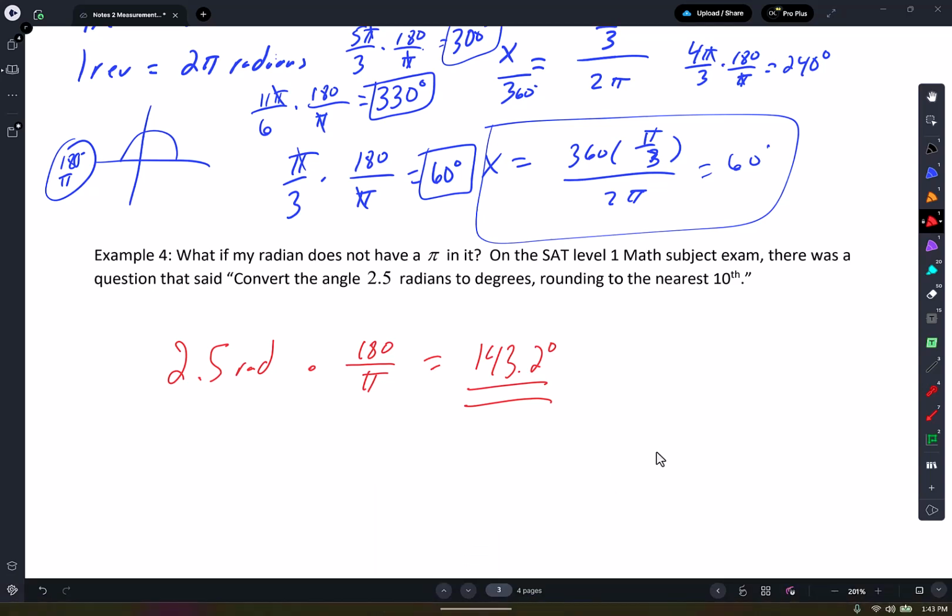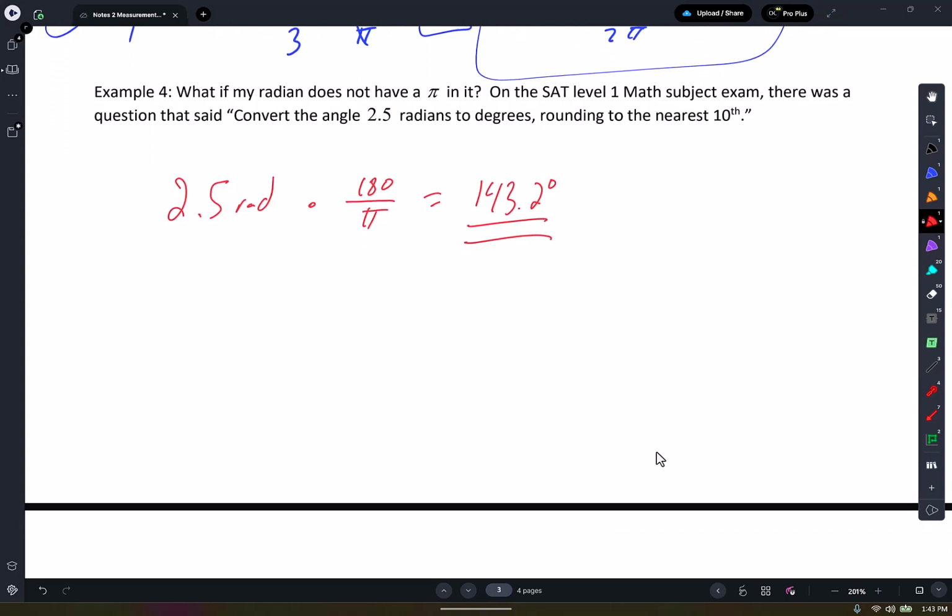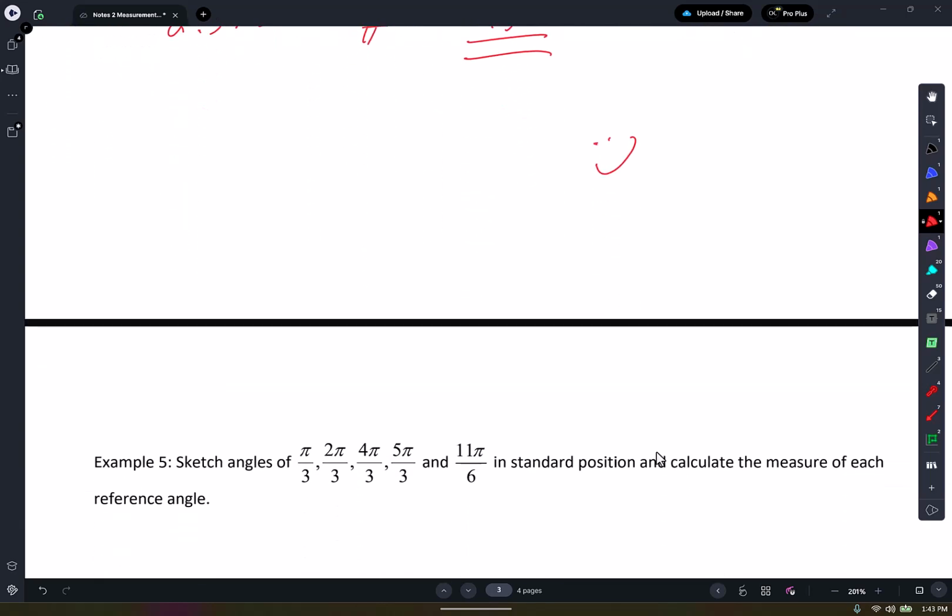Are we okay so far, guys? Yes. Okay. All right. Good job, guys. Last page.